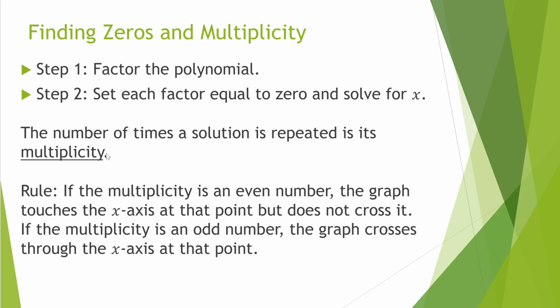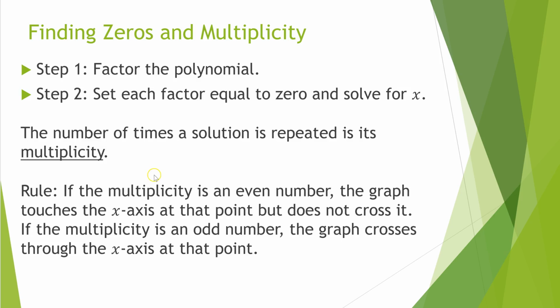Now, the reason it helps us to talk about the multiplicity is because whenever you have an even number for the multiplicity, the graph is going to touch the x-axis at that point, but it's not going to cross the x-axis. If it was above, it's going to touch the x-axis and bounce off and stay above. If it was below and it comes up to touch the x-axis, it's going to bounce off and stay below the x-axis.